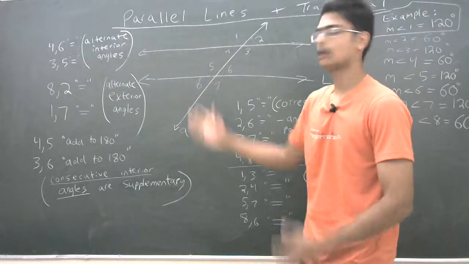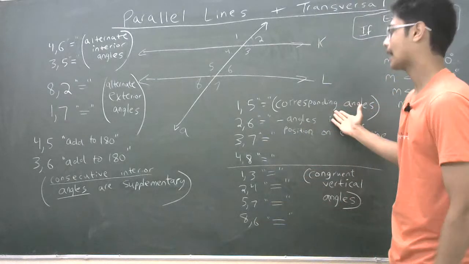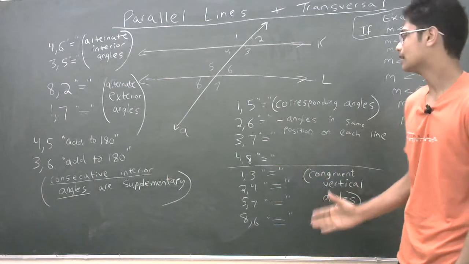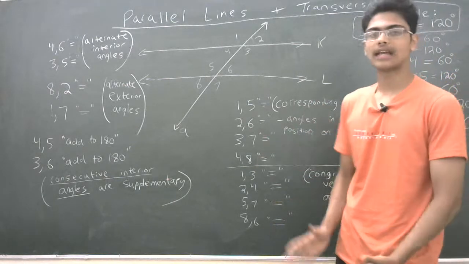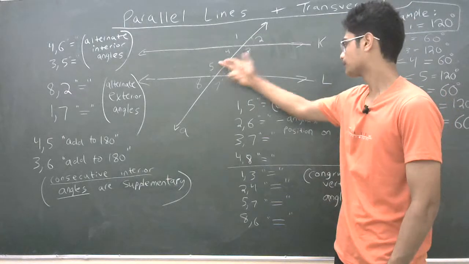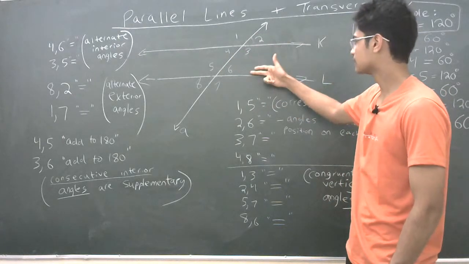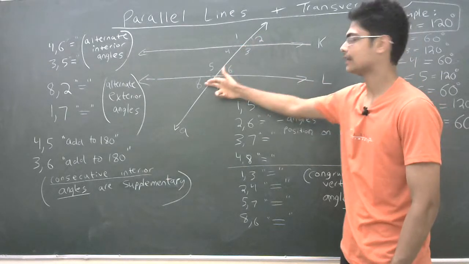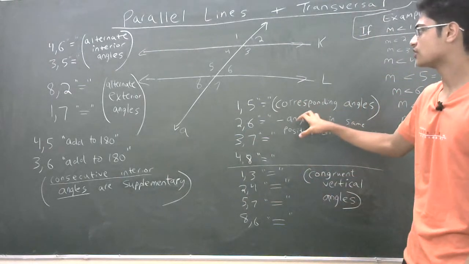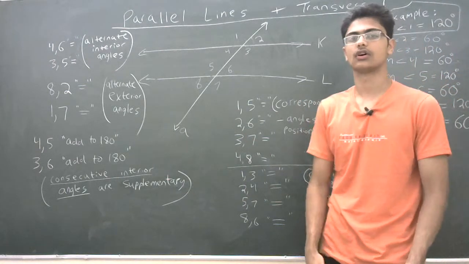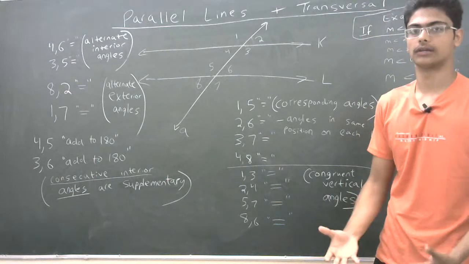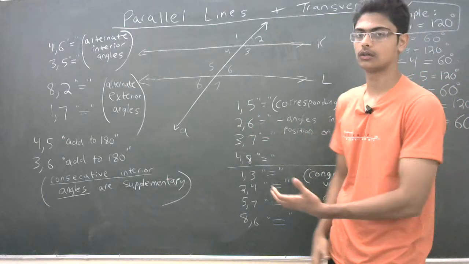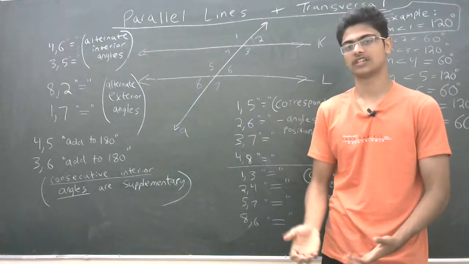First of all, I would like to give you the definition of corresponding angles. These are angles that are in the same position on each line. So here, the corresponding angles would be 1 and 5, 2 and 6, 3 and 7, and then 4 and 8. If you just look at this definition, you really know what corresponding angles are. And corresponding angles are congruent. So that's one type of angle that you should know, especially when you're looking at two parallel lines being cut by a transversal.